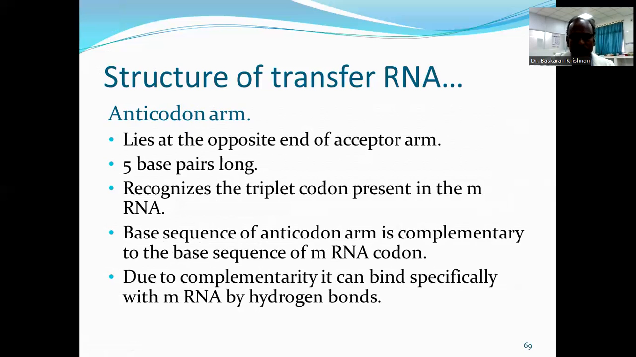The anticodon arm is opposite to the acceptor arm. It has 5 base pairs. It recognizes the triplet codon present in the mRNA. That means there is complementarity. Because of this complementarity, it easily binds with the codon and forms hydrogen bonds during protein synthesis, while the acceptor arm carries the specific amino acid for protein synthesis.